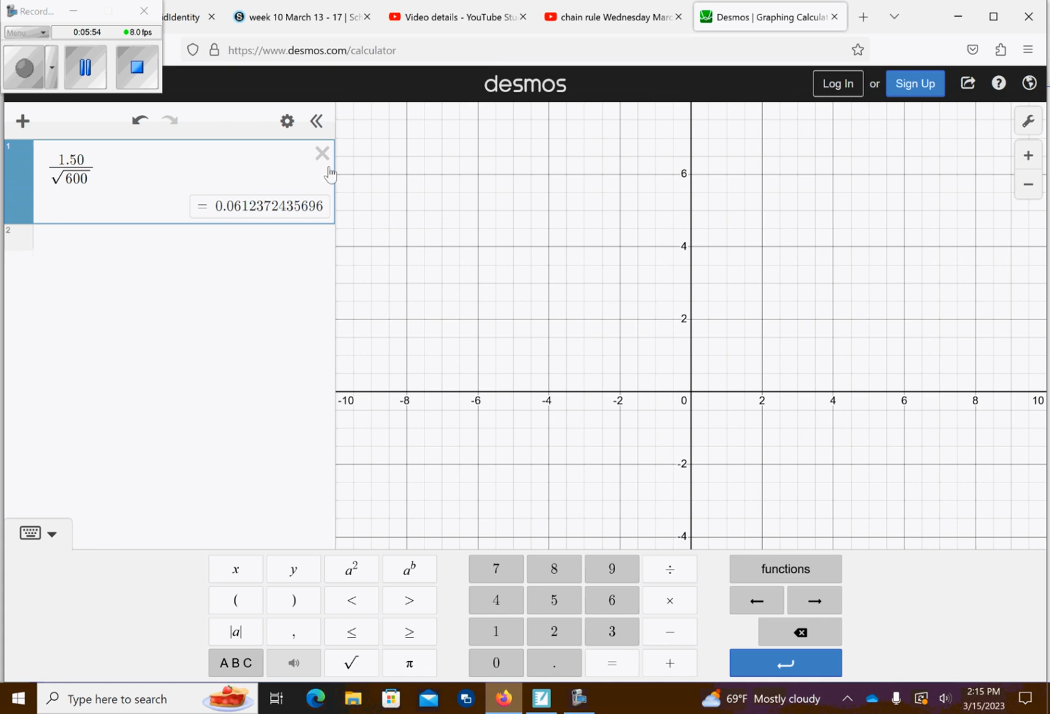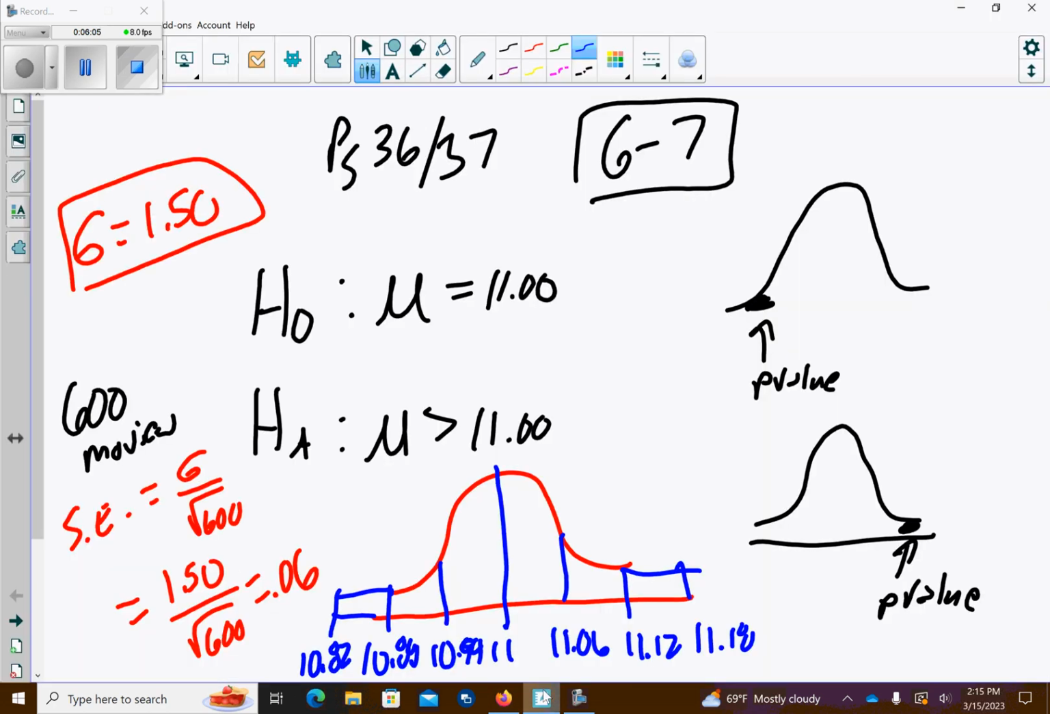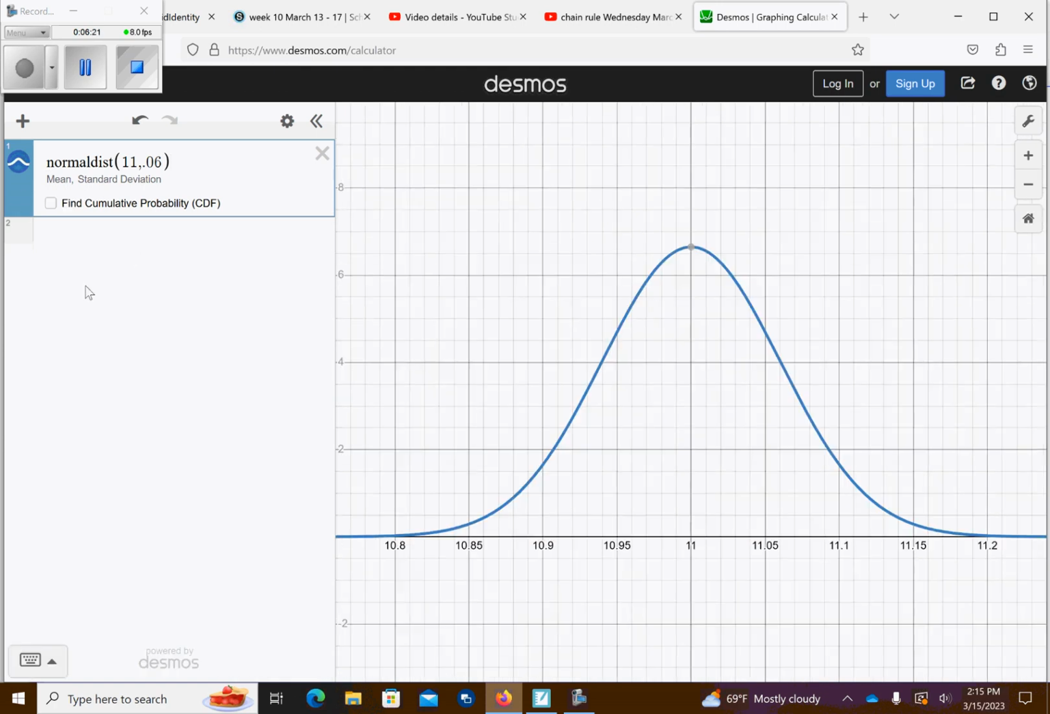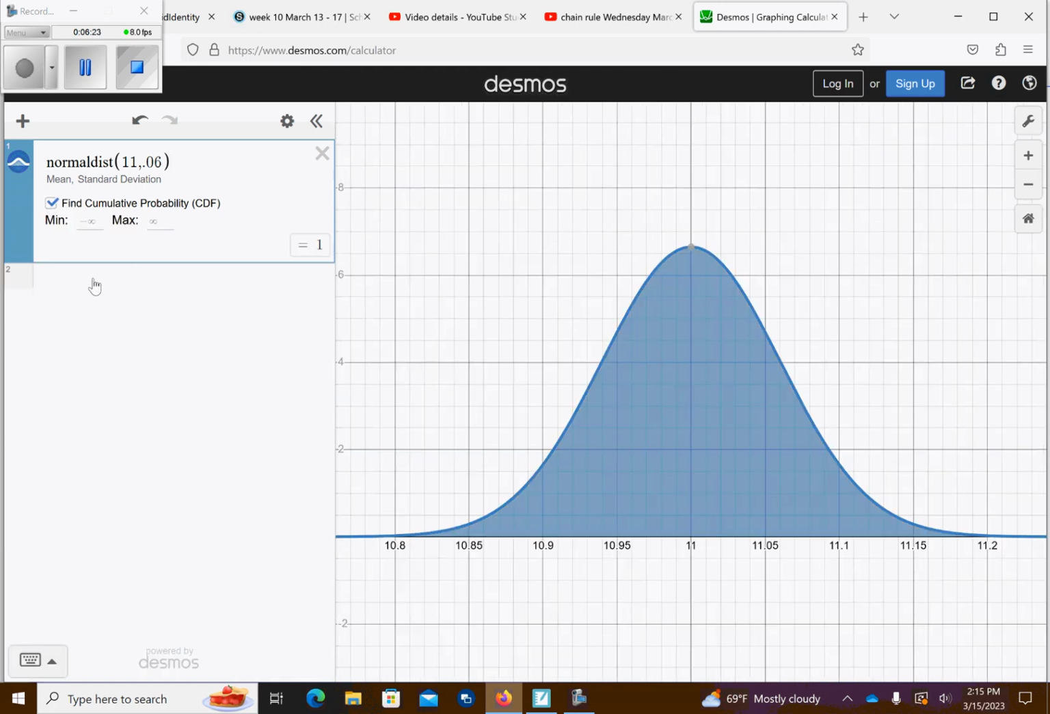So let's do our normal distribution, and we're doing 11. That's our mean, and we said our standard error is 0.06. And if I hit the plus, it's going to give us a normal distribution. So let's just play around with this. We don't necessarily have values here.